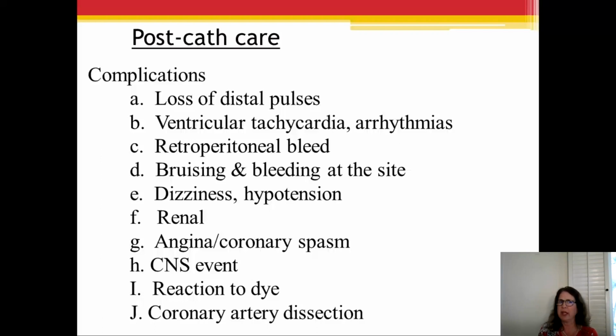So you need to document that carefully because it's dangerous if they go to the cath lab again. And certainly there's the risk in the procedure of a coronary artery dissection, which is why the OR team tends to stay available.